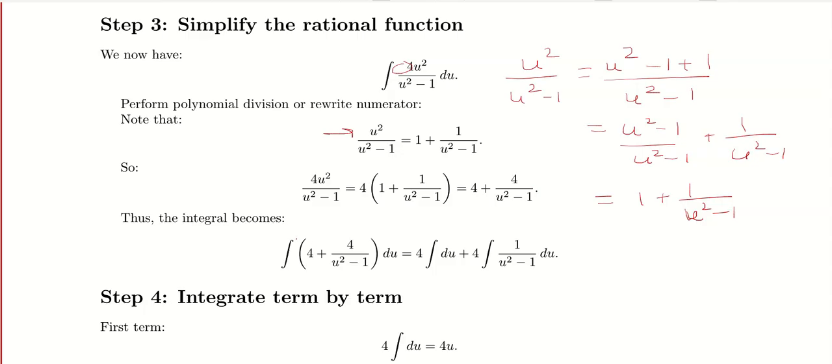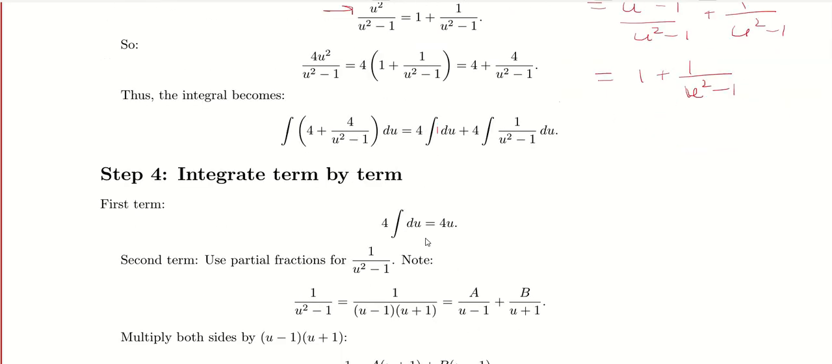So this reduces to integrating 4 plus 4 over u squared minus 1. The 4 comes out, and then we break it up into 2 integrals, so you can think of this as 4 times the integral of 1 du plus 4 times the integral of 1 over u squared minus 1 du. So the first one is easy. That's just 4u. And then the second one, you have to use partial fraction decomposition.